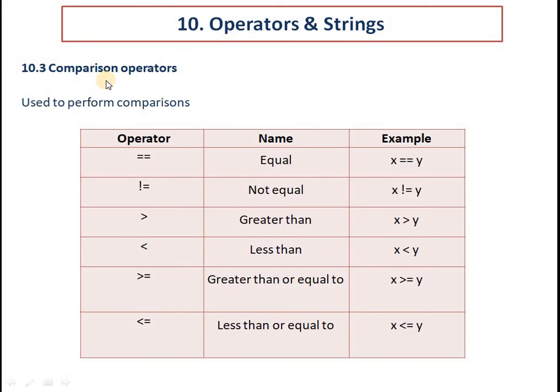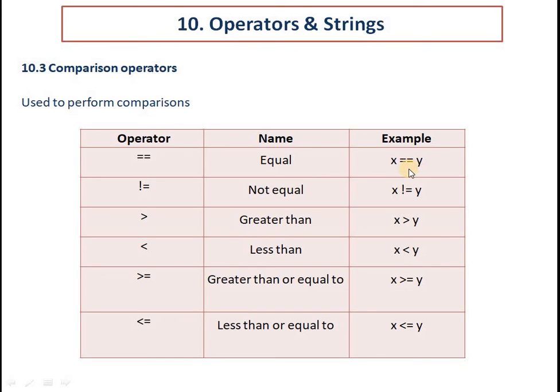Another operator is comparison operator. It is used to perform comparisons. First operator is double equal to. A is equal to 5 means you are assigning the value 5 to the variable a. And if you are putting a double equal to 5, the meaning is you are comparing the value of a with 5, right? So a is equal to 5 is assigning the value of 5 to the variable a, and a double equal to 5 means you are checking or comparing whether the value of a is equivalent to 5.